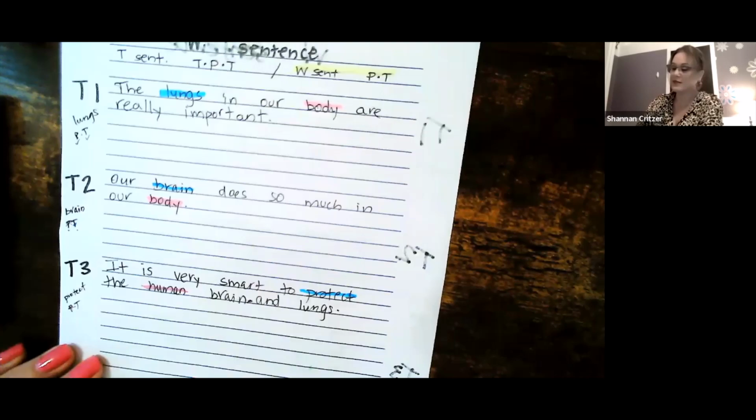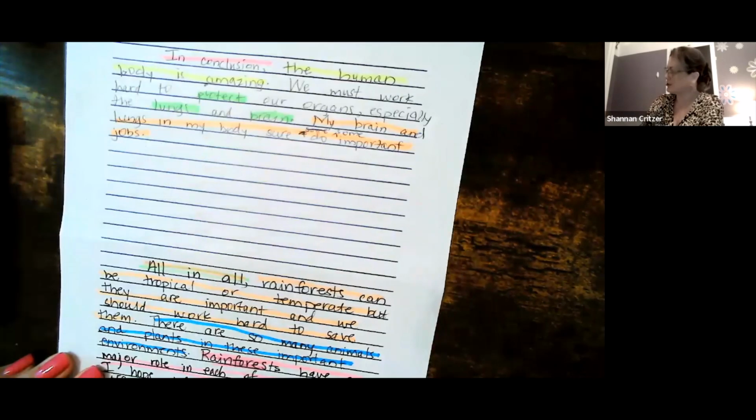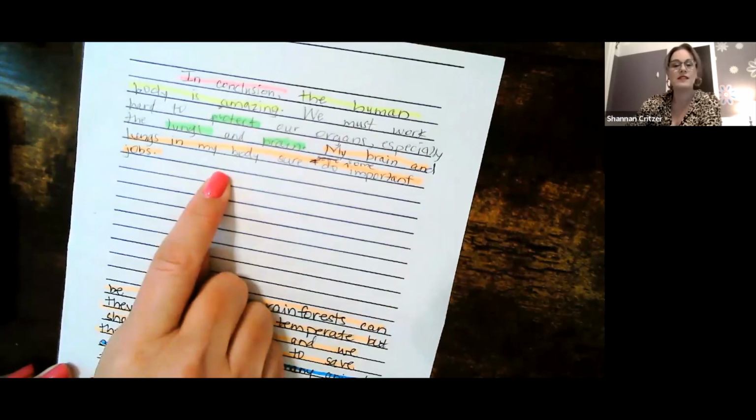Then we talked about our W sentence. We did the front and the back. That was terrible, wasn't it? And then we did our conclusion paragraph last week.